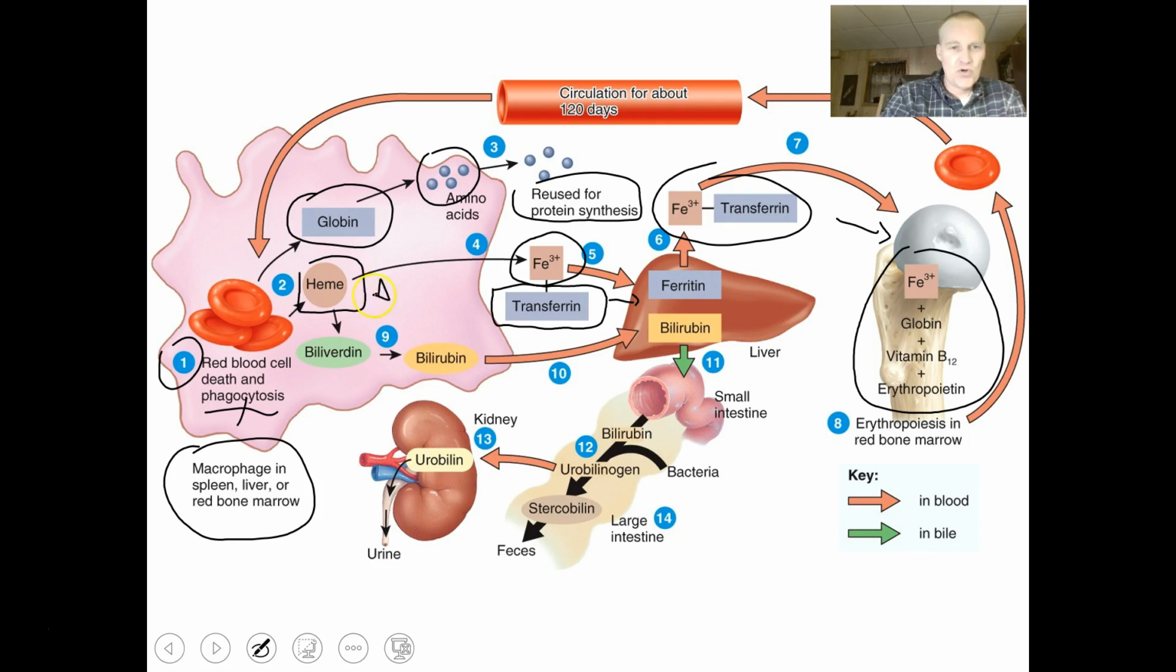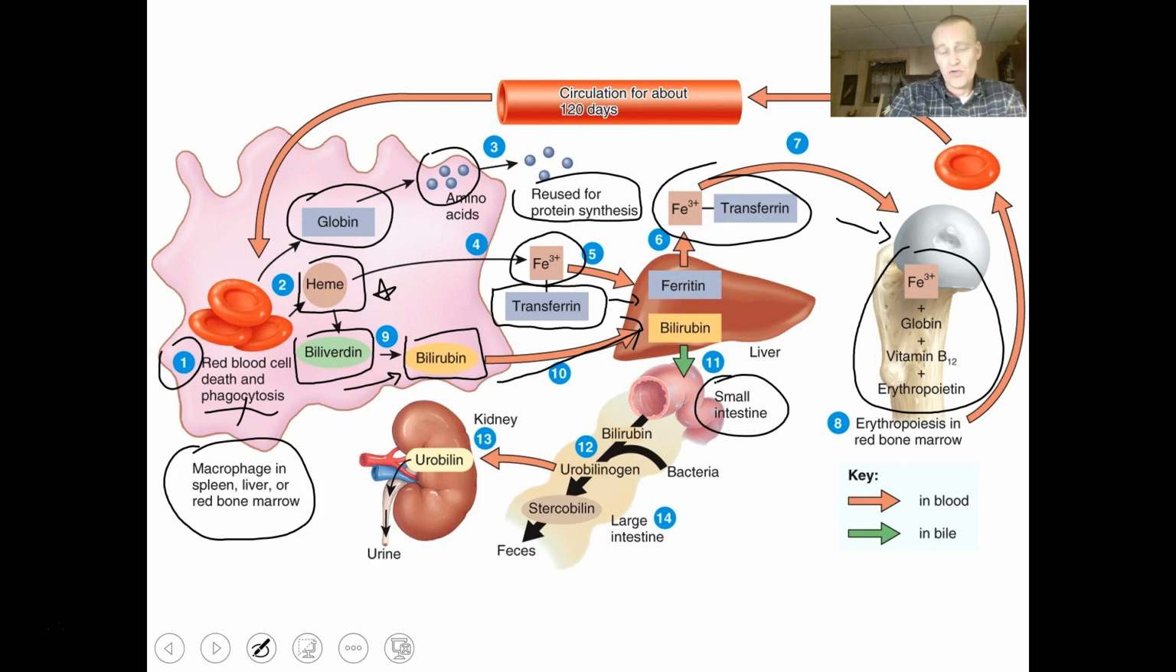So that heme portion, which is problematic, is converted into biliverdin. It's then converted into bilirubin by these phagocytic cells. It's then taken to the liver. The liver will take it out of circulation as bilirubin. It'll be stored as bile. That bile will then go to the small intestine.